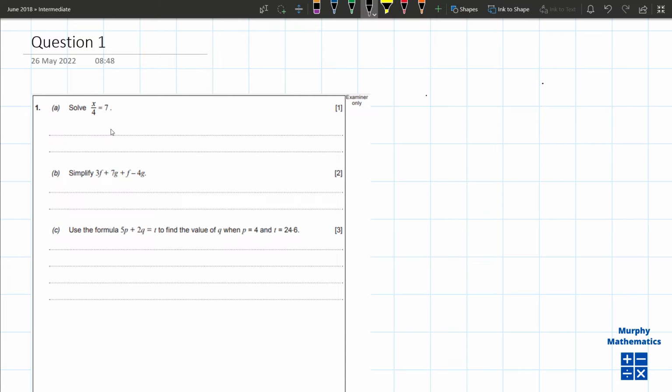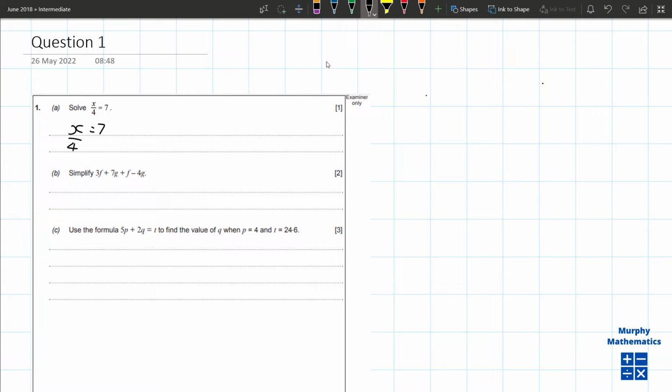We've been asked to solve x over 4 equals 7. So this is quite a classic algebra. These are all going to be algebra questions on question 1. And first thing we're going to do is have to rearrange this to find the unknown, which is x. So first off we have x over 4 equals 7.